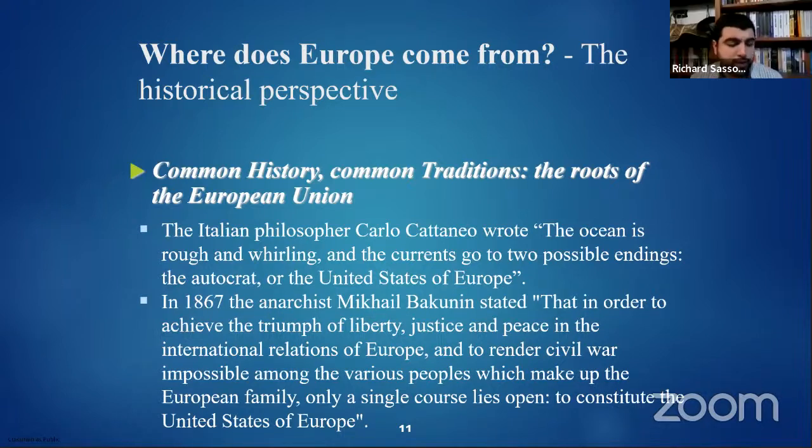Now, Aaron, out of curiosity, how do people like Bakunin reconcile their views of anarchy and lack of government with the idea of creating this larger, more powerful governmental entity over all of Europe?